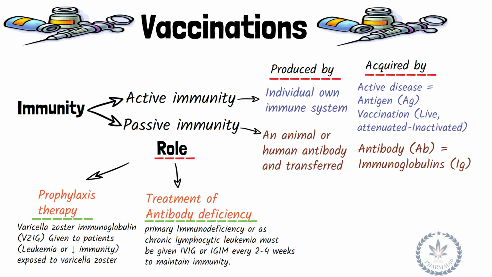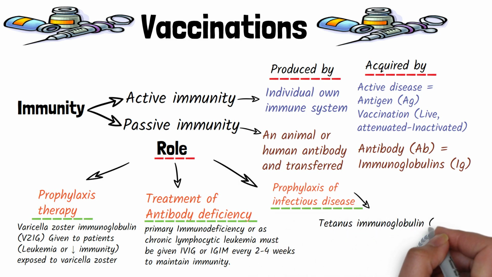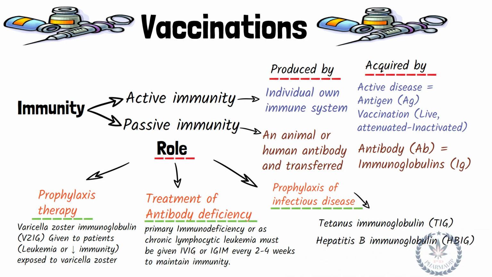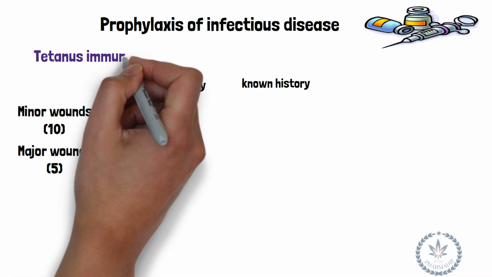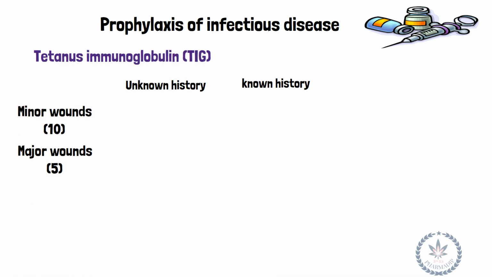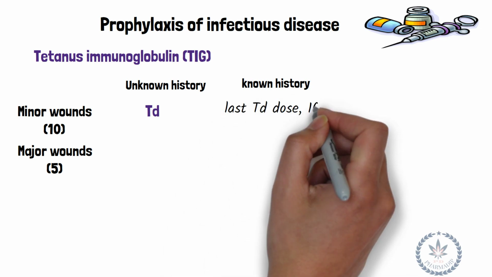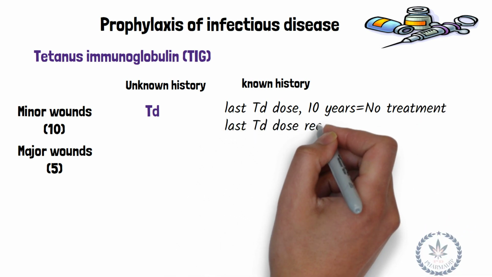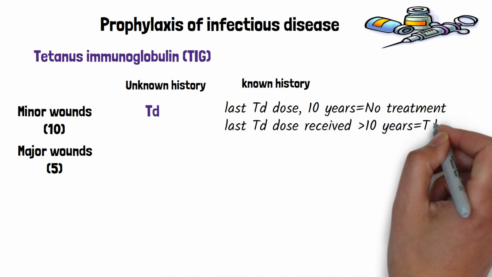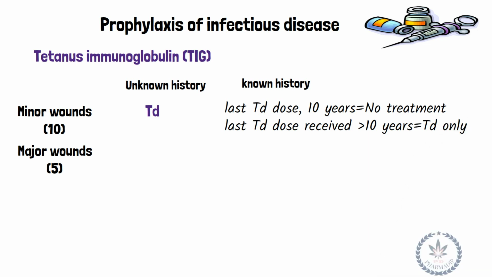The other important role it plays is in prophylaxis of infectious disease through tetanus immunoglobulin and hepatitis B immunoglobulin. Now let's look a little deeper into its role. When tetanus immunoglobulin is given for minor wounds with unknown history of infectious disease, TD, that is, tetanus vaccine, is given. For known history, if the last TD dose was received within 10 years, then it requires no treatment. But if the last TD dose was received more than 10 years ago, then TD is only given.